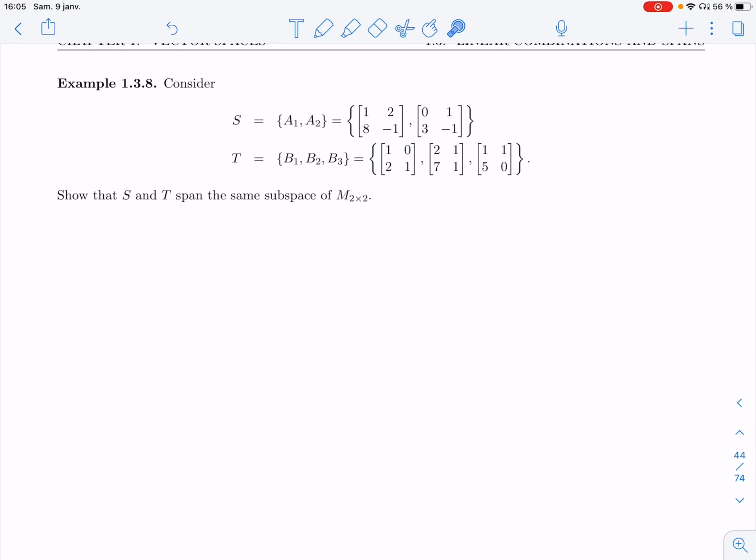So we're going to look at a space of matrices, M2 cross 2, and we're going to look at two subsets. So consider S, which is a subset of two matrices, these two, and T, which is a subset of three. Show that S and T span the same subspace, so we want to show that span of S equals span of T. That's what we need to show.